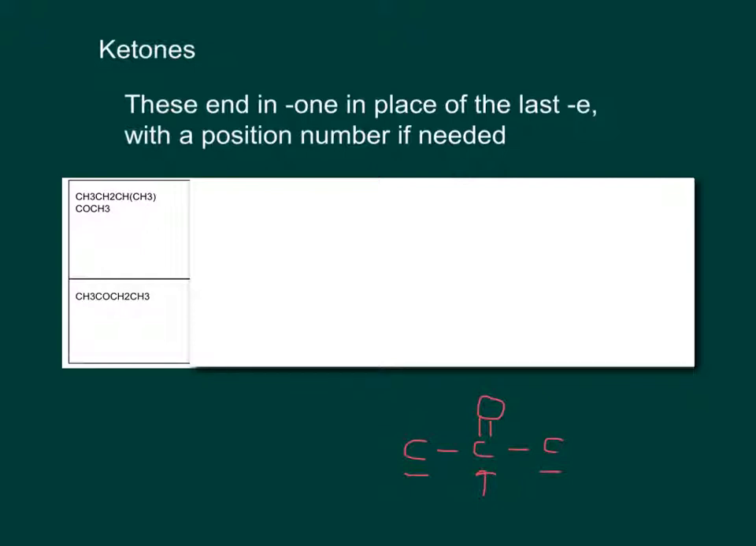So what have you got here? Let's have a look. I have got 1, 2, 3, 4 carbons. So it's going to be but. Now, do I need a number? Well, for 4 carbons and it's a ketone, it's got to be on those middle 2 carbons. So in fact I don't. I can just call it butanone.